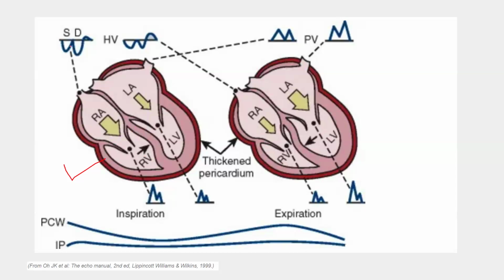The forward pressure, the forward blood from the liver is going to increase, and the forward flow is this one, S and D. So S and D are here. Okay? And the tricuspid inflow is going to be robust.